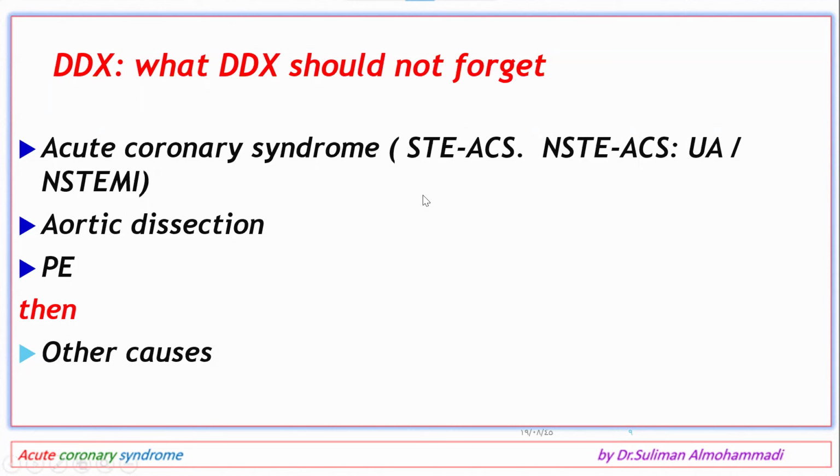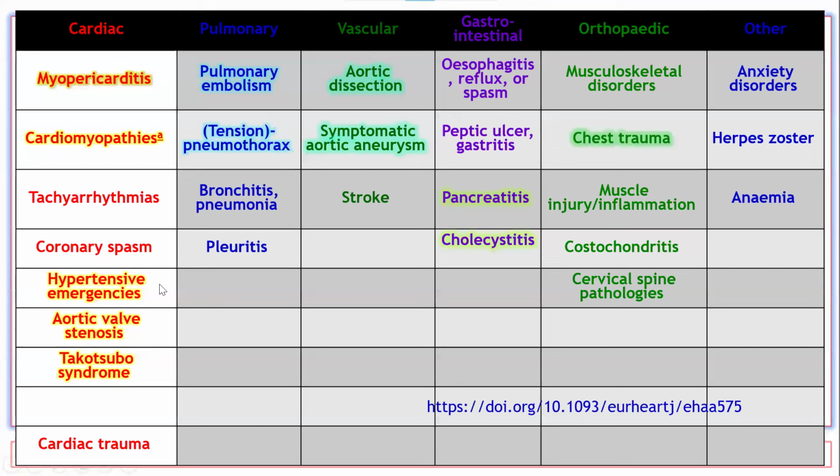So, the differential diagnosis of acute coronary syndrome. Any patient with suspicion of acute coronary syndrome should have lethal causes at the top of the differential diagnosis, which include acute coronary syndrome, aortic dissection, pulmonary embolism, and any other lethal cause that may fit, and you should look for it and investigate to rule it in or rule it out. Then think about other causes. There is a long list of causes, as listed in this table. The differential diagnosis of acute coronary syndrome includes these causes, whether cardiac, pulmonary, vascular, gastric, or external causes, and lastly, psychiatric causes.